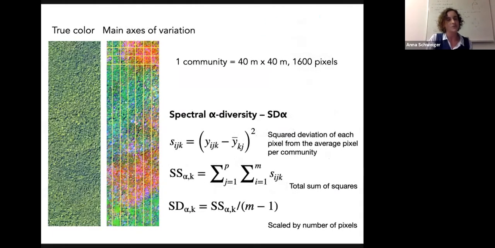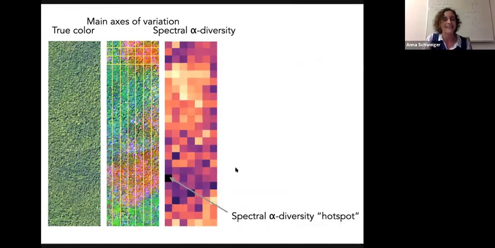In addition, what we can do is delineate communities within that region. We chose 40 by 40 meters, which corresponds to a standard size for a forest inventory plot, for example. Spectral alpha diversity is calculated completely analogous to spectral gamma diversity, as the squared deviation of each pixel from the average pixel, now per community. Spectral alpha diversity can be mapped, and dark regions here represent areas of high spectral alpha diversity. We call them hotspots in the paper.